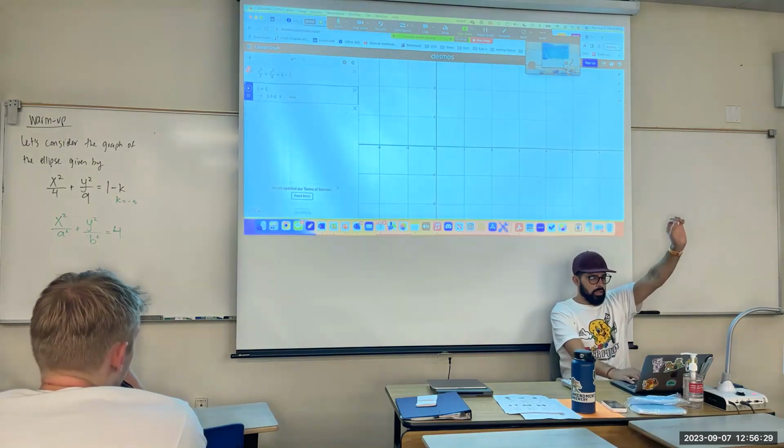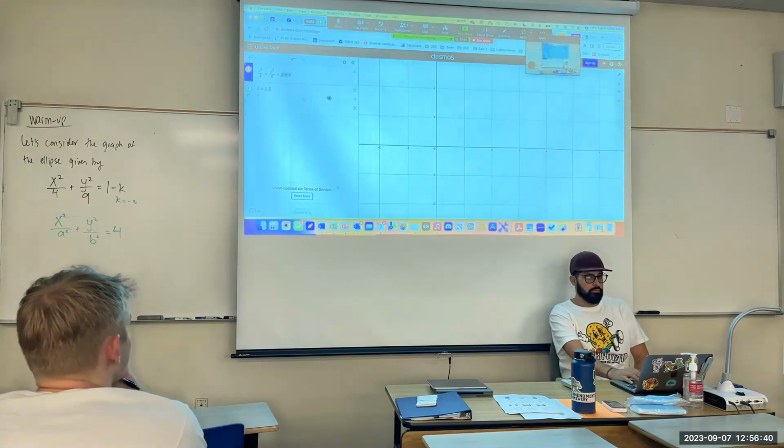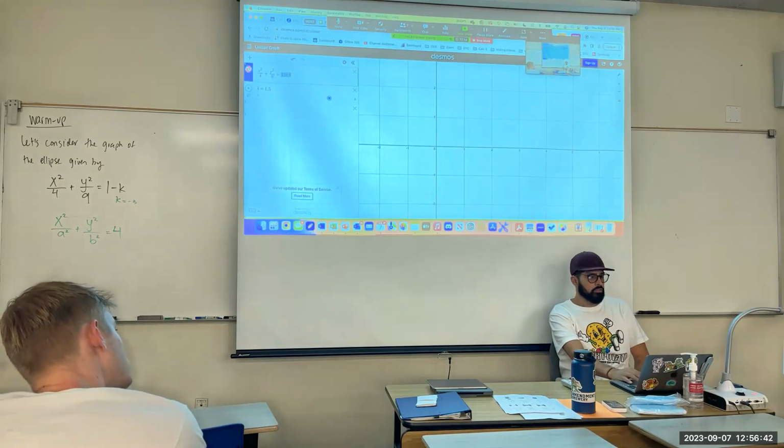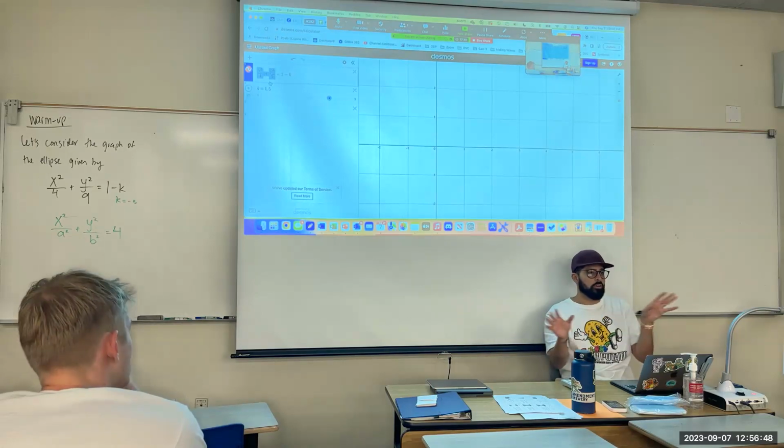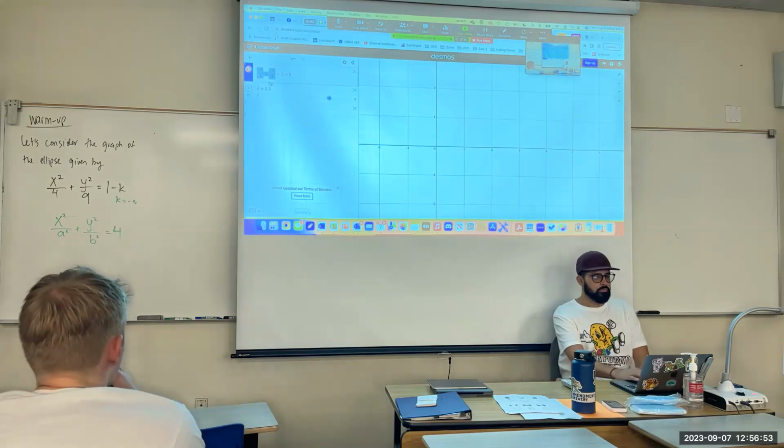So when k is 1, you have an ellipse, but it's really just a point at the origin. Okay? And then when k is bigger than 1, let's say k is like 1.5, what do you get when you do 1 minus k? Negative. Can two non-negative things add to something negative? No. So in that case, there is nothing. There is literally no graph. It does not exist.